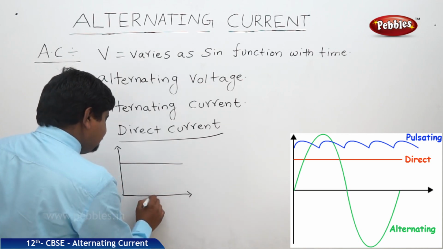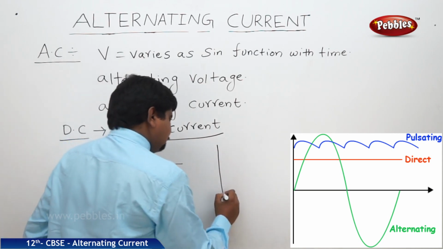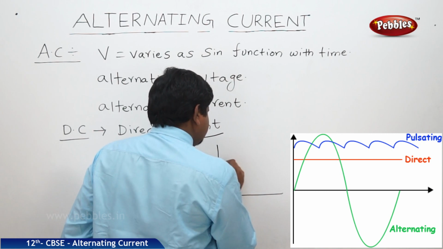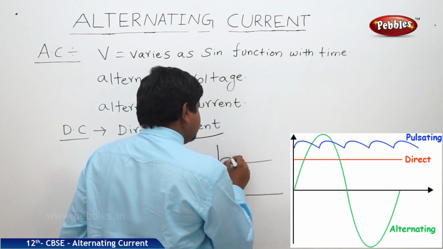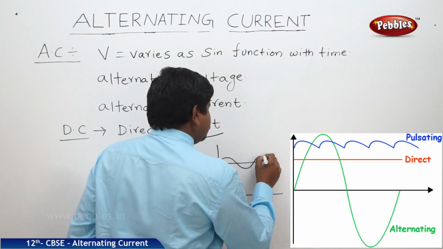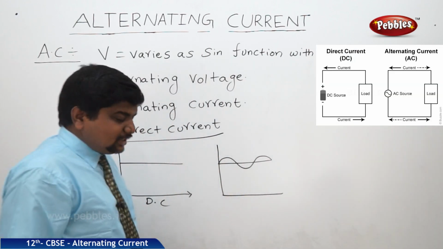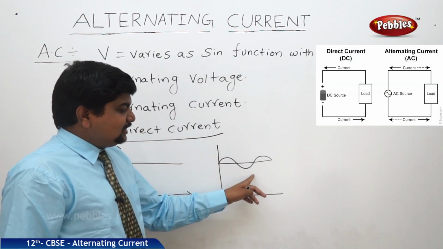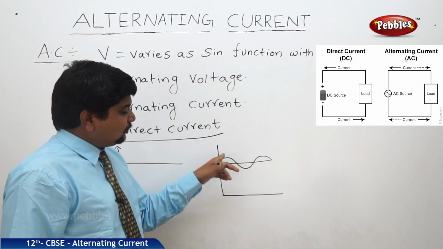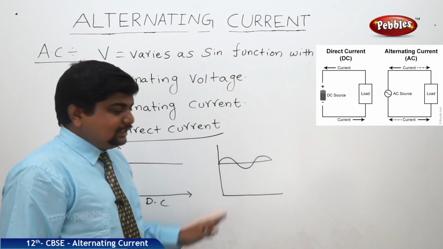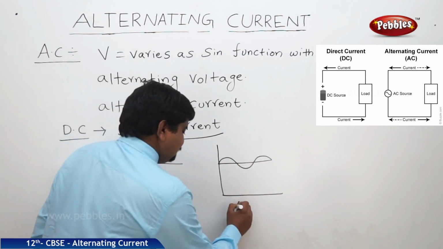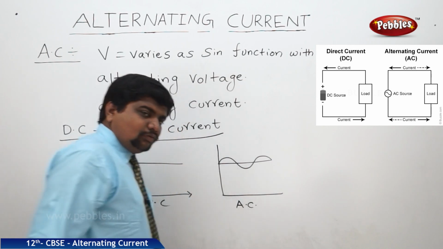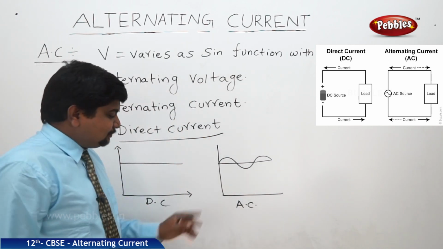But for AC, the graph will be like this. With respect to the time interval, it is changing direction. That is nothing but the alternation, or alternating current. This is the graph of the AC. What is the need to introduce this AC concept?